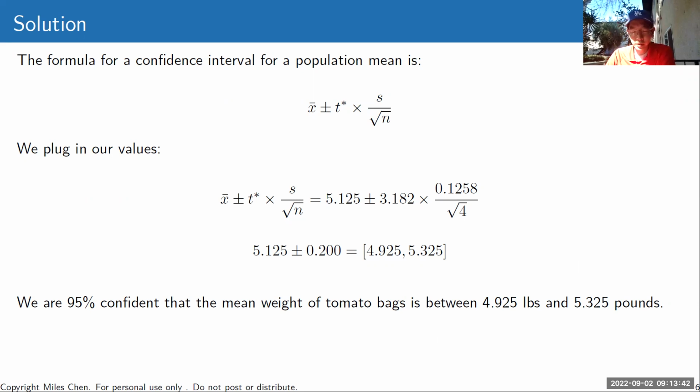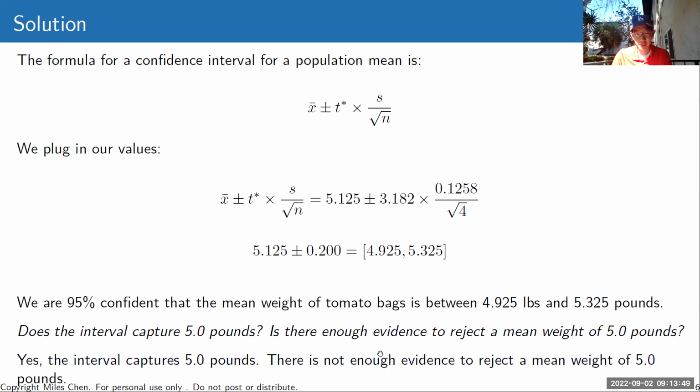So we have to say we don't have enough evidence to say that it is different from 5 pounds. The interval does capture 5. 5 is in between the endpoints. 4.9 is lower than 5, and 5.3 is higher than 5. So 5.0 is in between the endpoints, and that means 5.0 is a possible weight, and we can't reject or say that we have evidence that it's definitely different from 5.